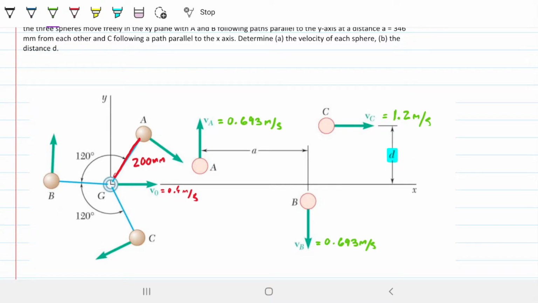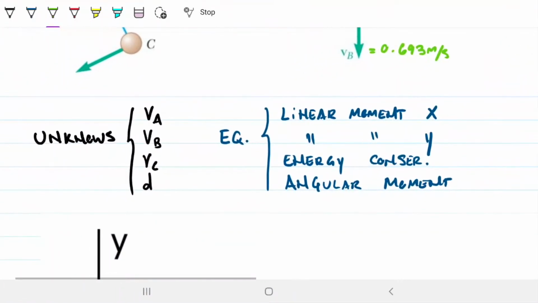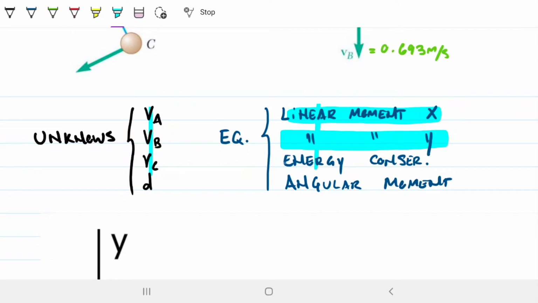Now to do this, we're going to use the conservation of angular momentum. If we recall, the way that this problem went is that we had all these unknowns. So we had these three unknowns here. And then to solve these three unknowns, we used these three equations. So we used the linear momentum conservation on the x direction, then the linear momentum conservation on the y direction, and the energy conservation. And with these three equations, we're able to solve these three unknowns.